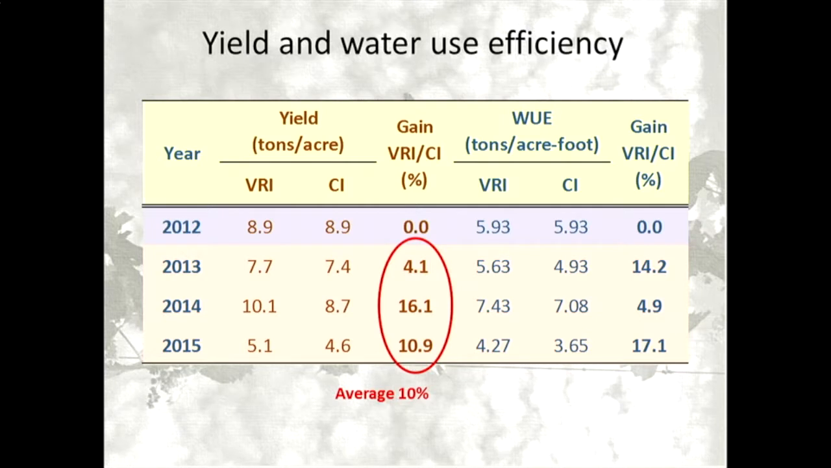Some water use efficiency numbers. So in 2013, 14, and 15, water use efficiency is up every year, and yield is up every year. So we have an increase in yield from 4 to 16%, with 10% the average. And in water use efficiency, we have an average of 12% increase.